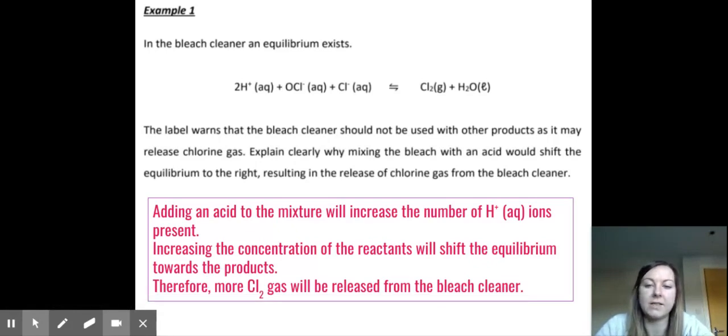So first of all, say that adding an acid to the mixture will increase the number of hydrogen ions present. That in turn is going to increase the concentration of the reactants, and that shifts the equilibrium towards the products. Therefore, more Cl2 or chlorine gas will be released from the bleach cleaner. Make sure that you have that extra sentence in there as well, relating to the question. If you only have points 1 and 2 and don't actually explain what the question's asking, it's asking about the release of chlorine gas, so you need to get that in there to get the marks. Hopefully that makes sense.